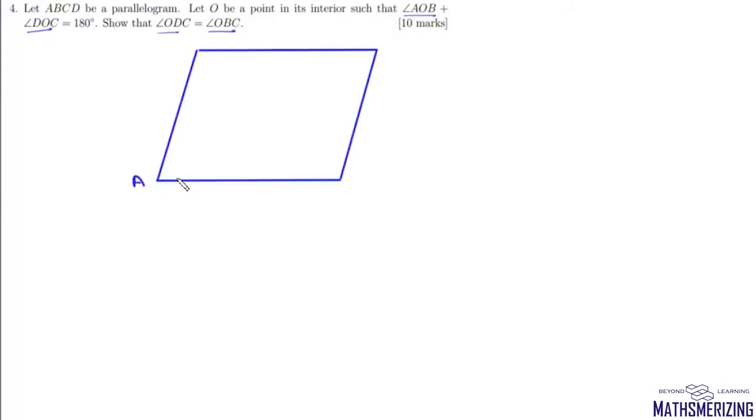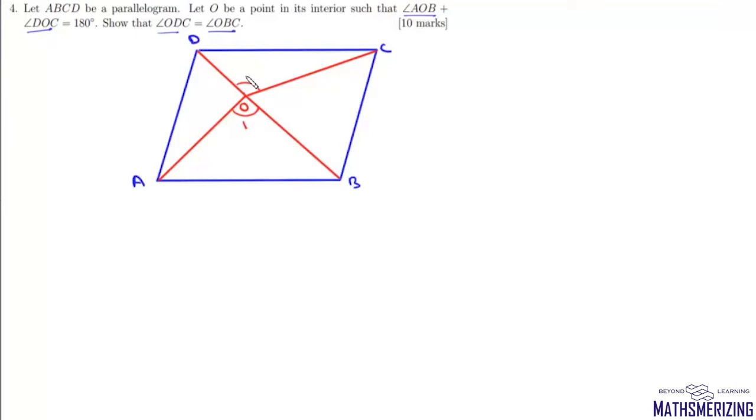So first we'll draw this parallelogram. So suppose this is A, B, C and D, and then we have any point O, and then we'll join these points. So this is AO, OB, OC and OD. Now it says this angle AOB plus angle DOC, it is 180 degrees.